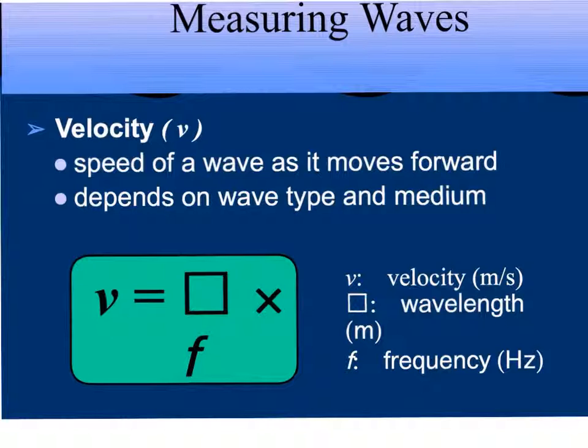When we measure waves, we will be looking at three components: velocity, which is the speed of the wave as it moves forward; frequency, which will be measured in hertz; and then wavelength, which will be measured in meters.